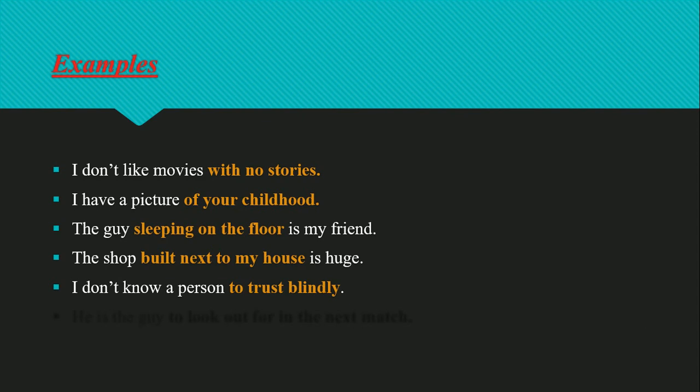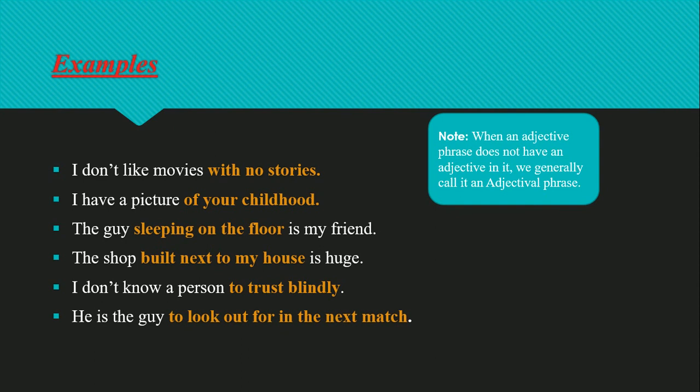I don't know a person to trust blindly. So the person whom we don't know, we cannot trust blindly. So to trust blindly, we have to know about that person. So it is telling about that person. He is the guy to look out for in the next match. So here, whom are we going to look out for in the next match? That guy who is going to appear in the next match.